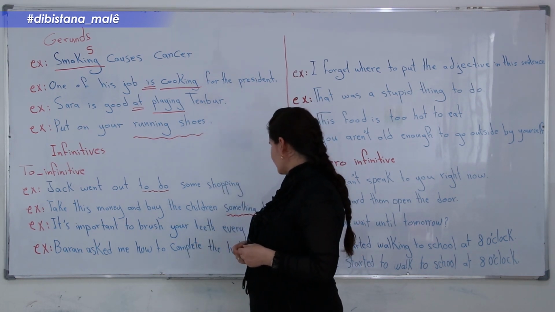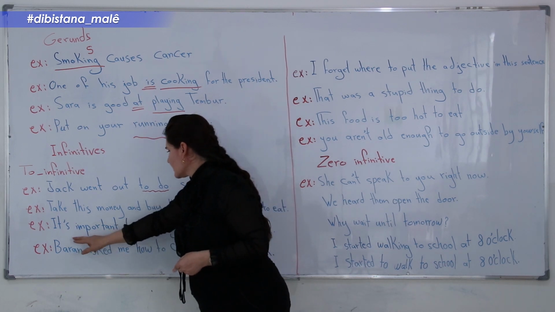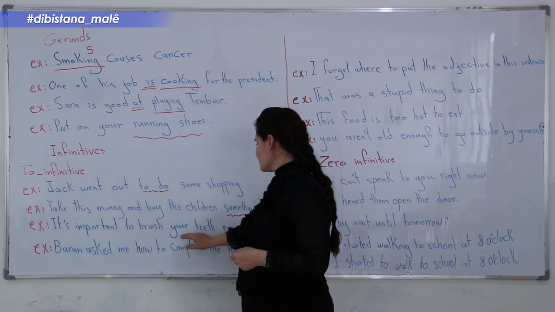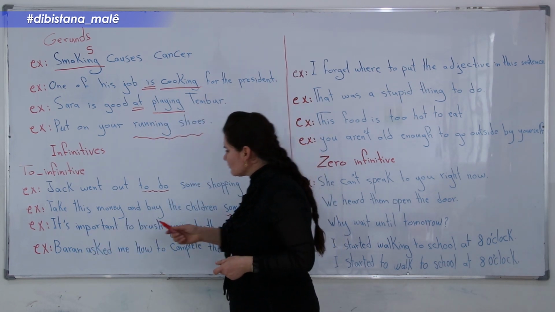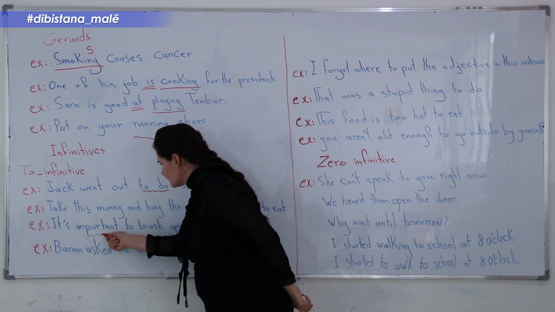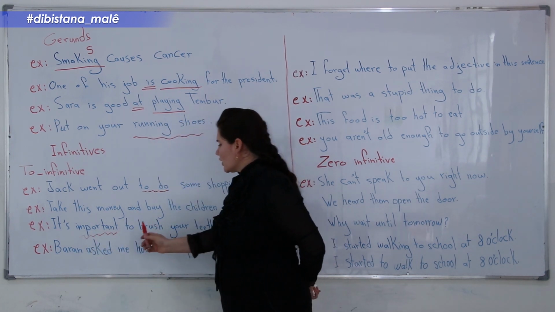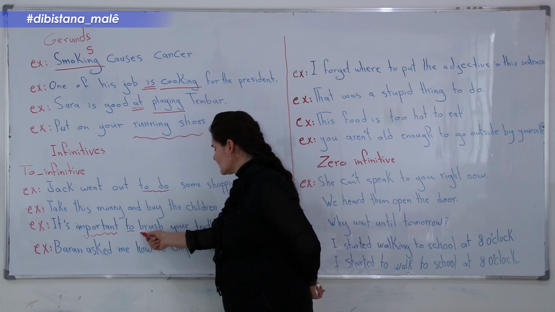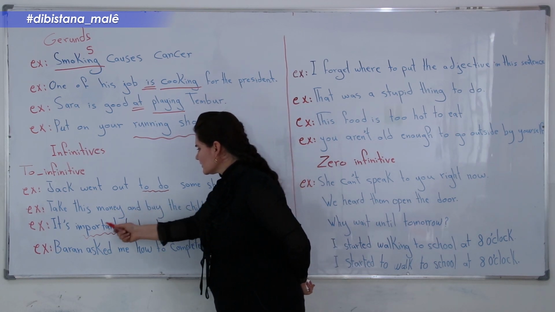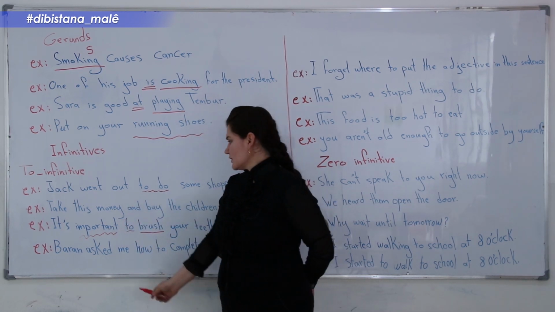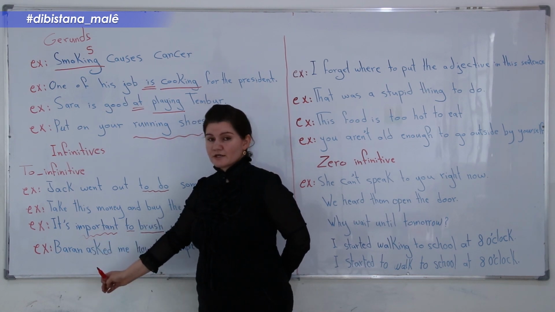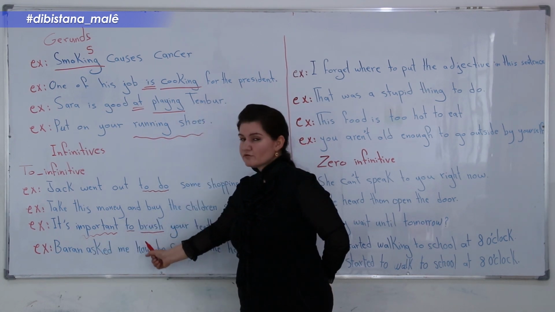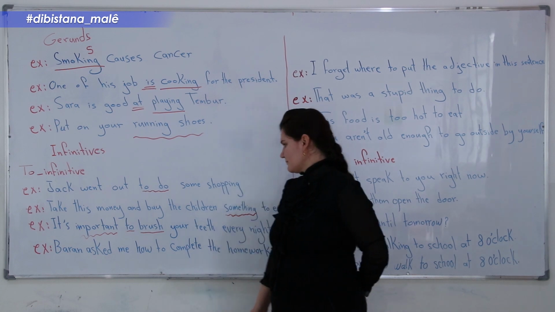We have a third example. Let's read the example at first. It's important to brush your teeth every night. Here we have an adjective, important. So we use the to-infinitive after adjectives. As I told you, important is an adjective, and we use the to-infinitive after adjectives.